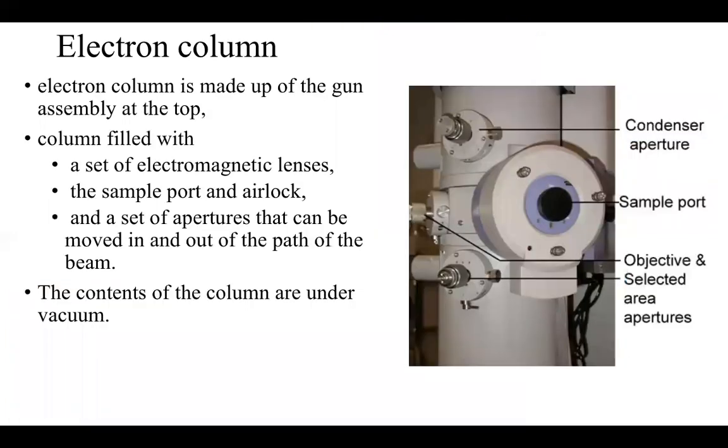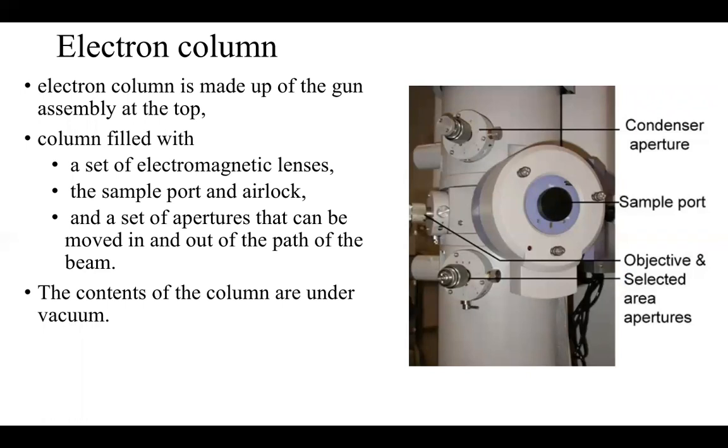So the electron column is made up of the gun assembly at the top, and the column is filled with a set of electromagnetic lenses which can control the beam path and beam diameter, and then it has the sample port and airlock. Here you can see the sample port. You can open it and the stage will come out, and you can load samples there, and then you push it in and lock it. So it has an airlock and a set of apertures that can be moved in and out of the path of the beam so that you can get the desired beam diameter.